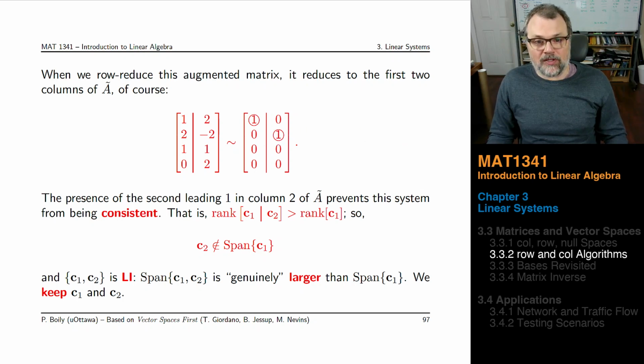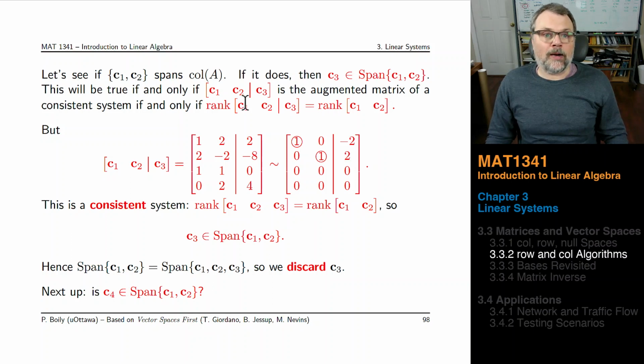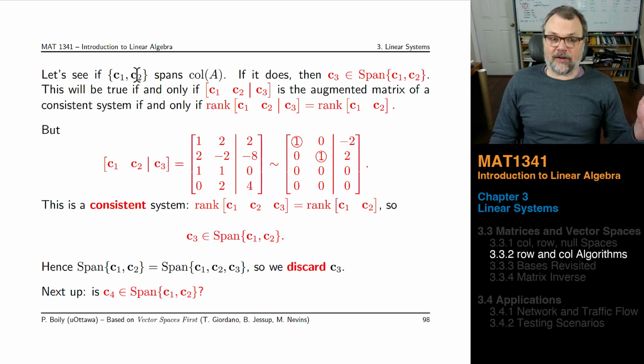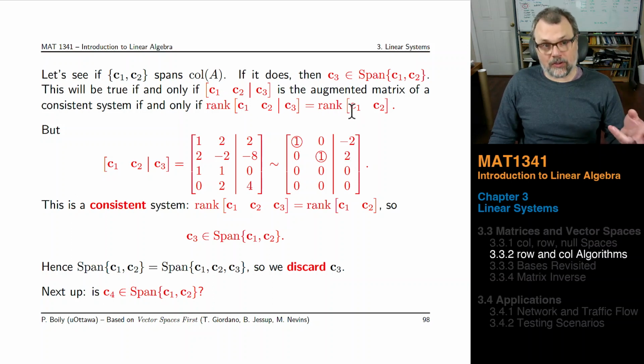The next step then would be to say, okay, I'm going to go to C3. I want to know if C1 and C2 might actually span the entirety of the column space of A. If that's the case, then you would definitely have that C3 would be in the span of C1 and C2. You wouldn't need it, it'd be redundant. So that's going to be true if and only if the augmented matrix C1, C2, C3 is the matrix of a consistent system, which is the case if and only if the rank of the augmented matrix is the same as the rank of the coefficient matrix.